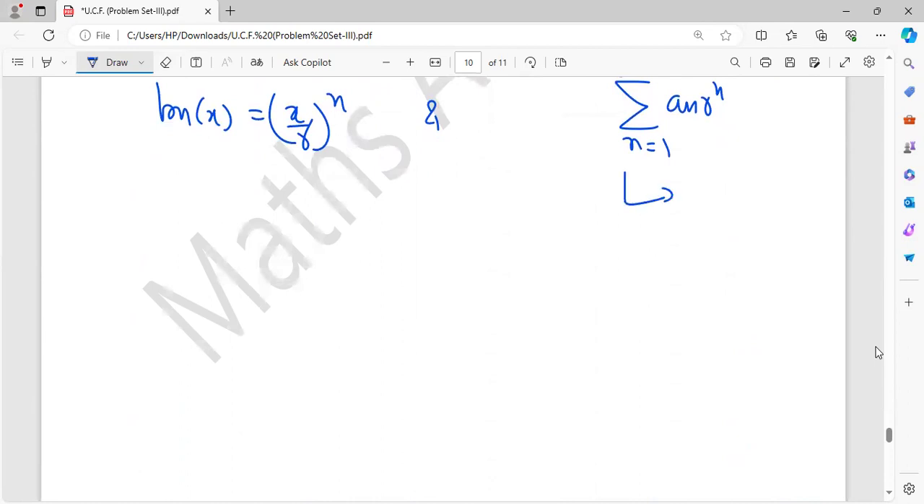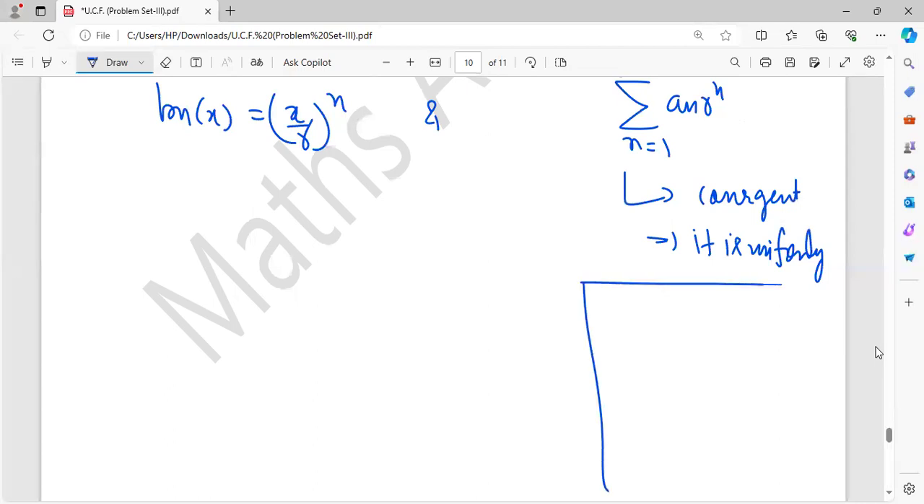This series is convergent. How? Because this does not involve any x, so it is uniform. This implies it is uniformly convergent. How is it convergent, and then how is it uniformly convergent? We need to show that it is convergent, and because it does not involve x, automatically it will be uniformly convergent. It is given in the question.